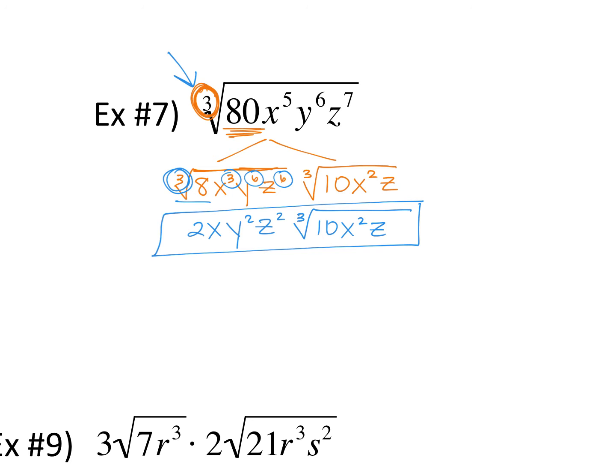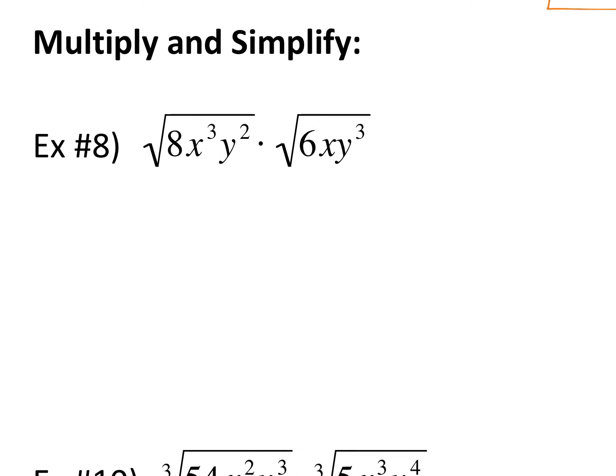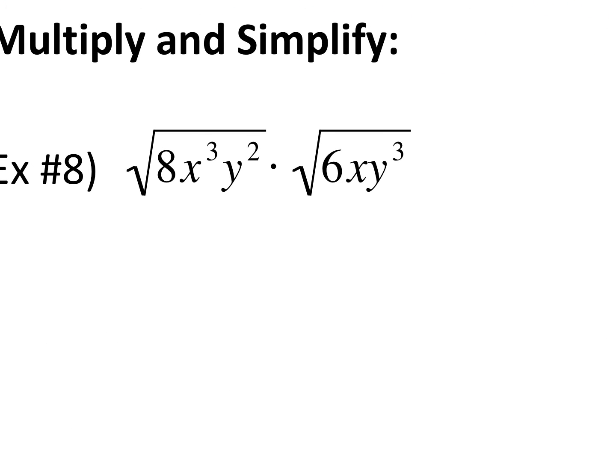Okay, now we're going to combine what we did in the first couple of problems with what we did in the second batch of problems in this third batch of problems. So number 8, what do you suppose we do first? We're going to combine it all into one big radical, okay? So it's a square root, and we're going to go 8 times 6 is 48. What's x to the 3rd times x? X to the 4th. And then y squared times y to the 3rd is y to the 5th.